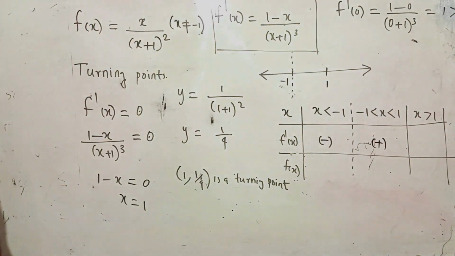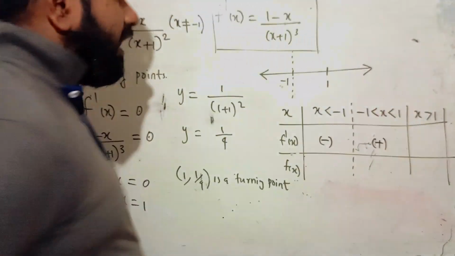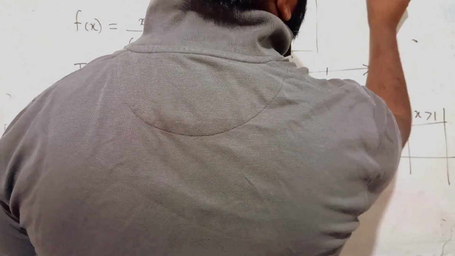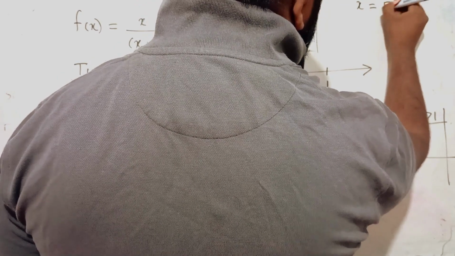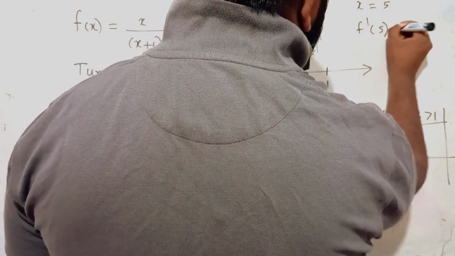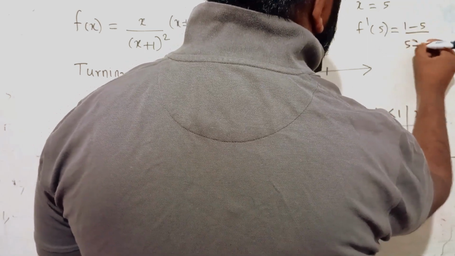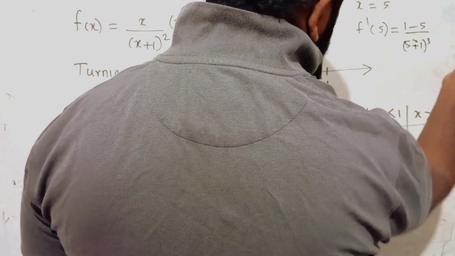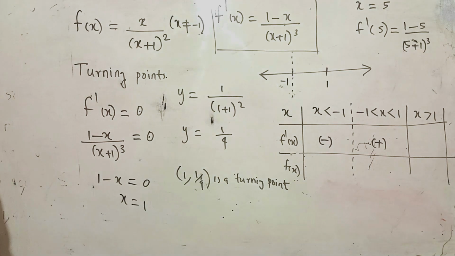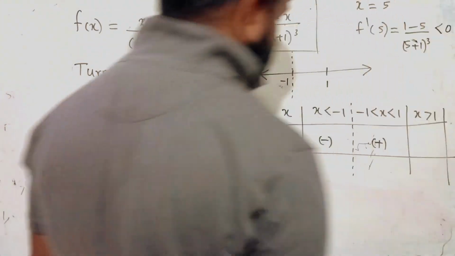So what happens when x is greater than 1? Think of a number greater than 1, let's say 5. For f dash 5, you have to see whether it's positive or negative. 1 minus 5 divided by 5 plus 1 cube. So the numerator is negative, minus 4, and the denominator is positive. You don't have to find the answer; it's enough to find the sign. So this is definitely negative.